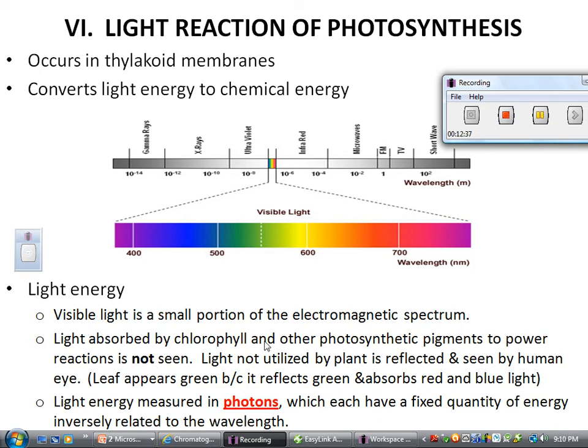Light is absorbed by chlorophyll, but that's not the only pigment found in plants. There are other pigments called xanthophylls, carotenoids, you've got chlorophyll A, chlorophyll B. So pigment molecules are present in the plant, and they will power the reactions. Now light that is not utilized by the plant is reflected. So plants that appear green are green because they're reflecting green light. They're actually absorbing the parts that you don't see. And the part of the spectrum that plants really like, where their photosynthetic ability increases, is over here in the blue-violet area and then in the red part of the spectrum.